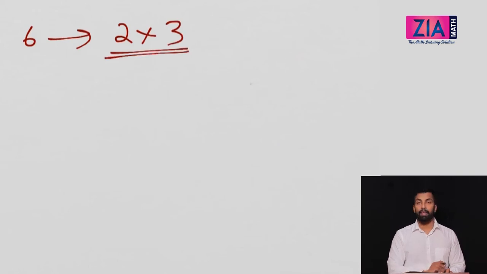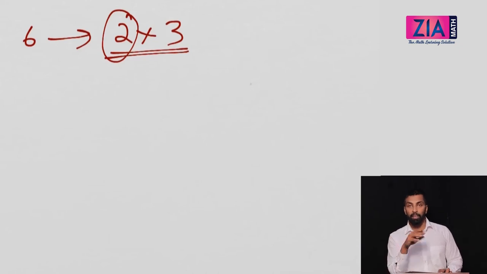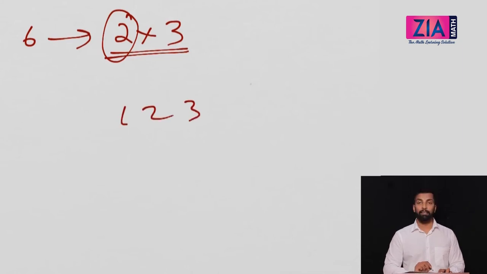Now divisibility of 6. What is the divisibility of 6? It is actually 2 into 3. The condition is the number must be divisible by 2 and it must be divisible by 3. So you know the divisibility of 2, it should be an even number. Divisibility of 3, sum of digits must be divisible by 3. So if both conditions are satisfied, the number is divisible by 6. 1, 2, 3, is it divisible by 6? No, because it's an odd number. So you don't want to check for the other.